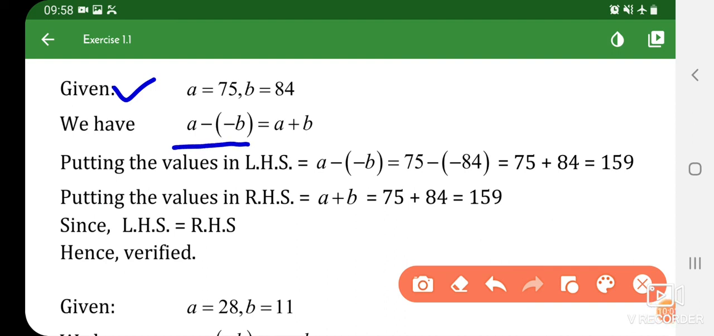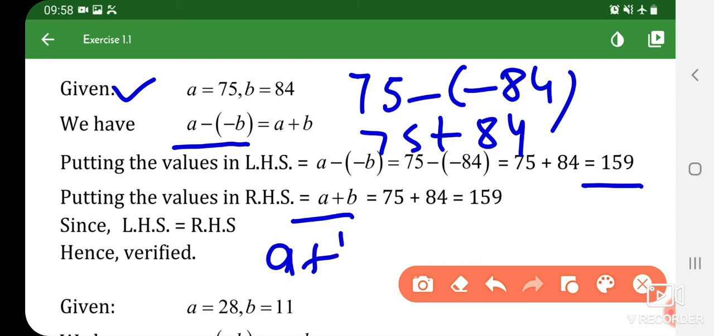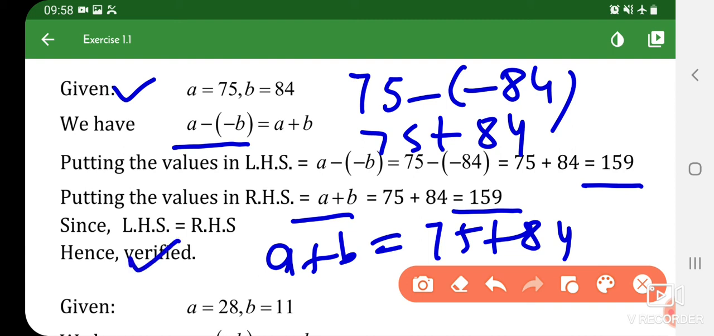So we have taken the LHS, 75 minus minus 84. So 75, this minus and minus is plus 84. When we add these numbers, we get 159. After that, taking the RHS, 75 plus 84. So the answer is 159. That means LHS and RHS both are equal.